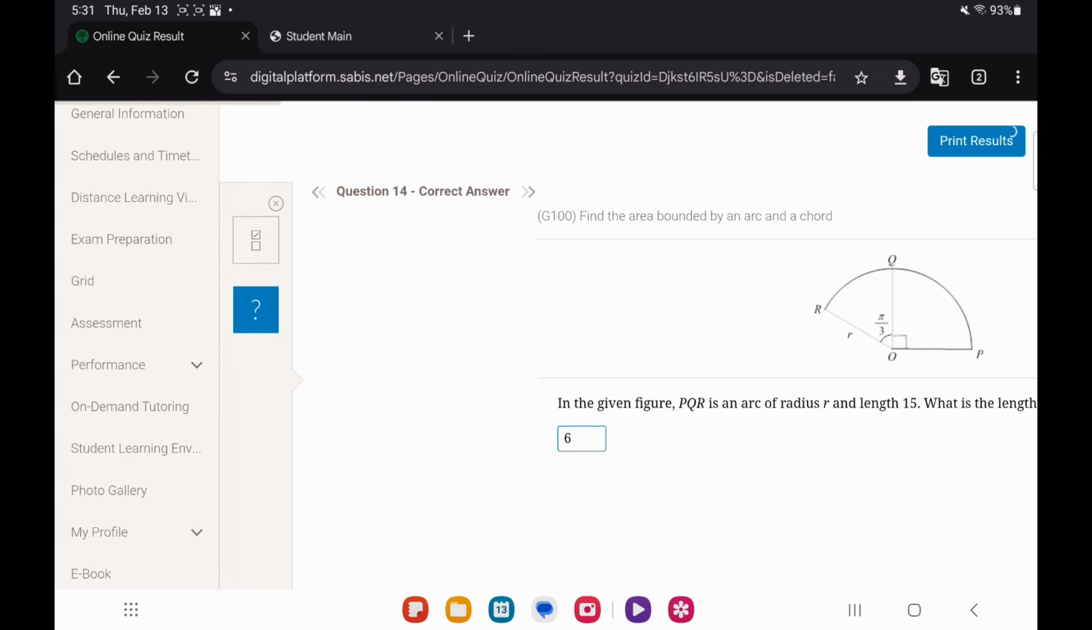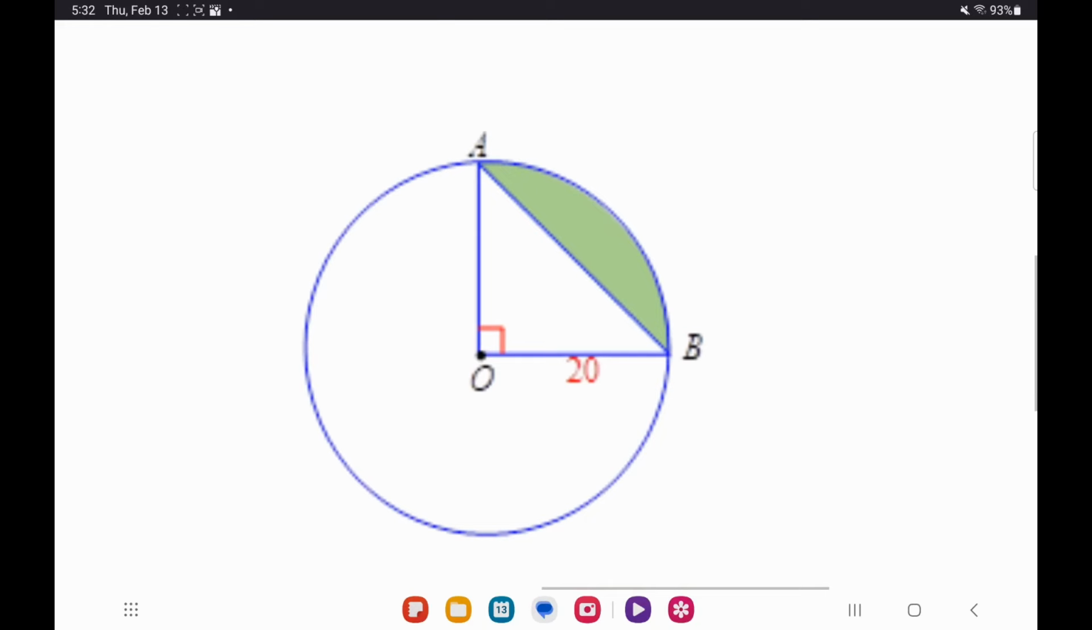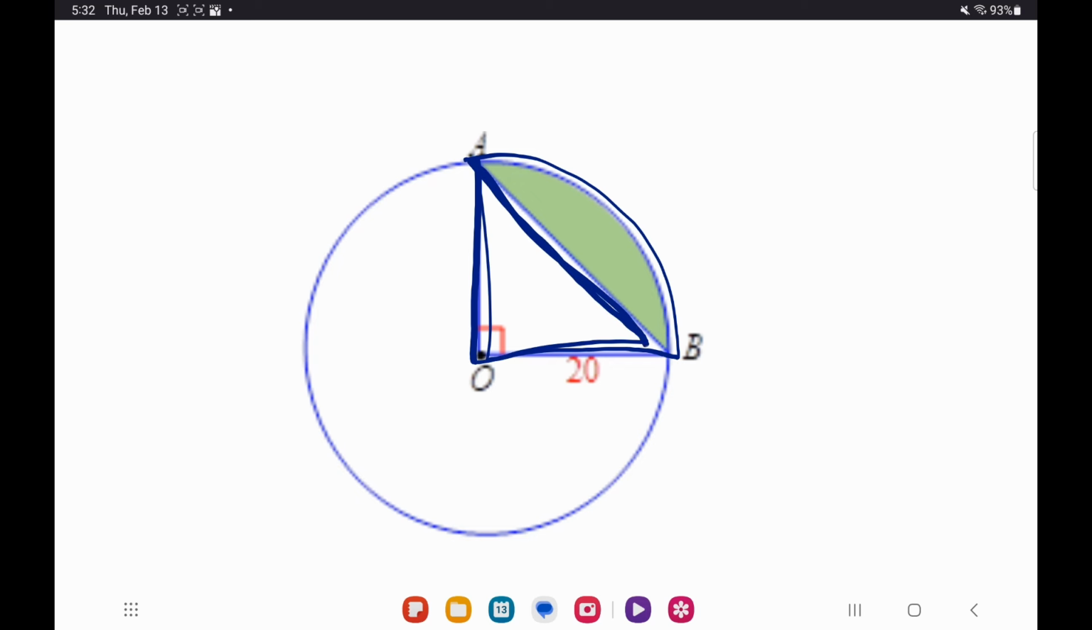Question number 14. For this question, it's pretty simple. It looks very confusing, but it's actually very simple. They want the area of the shaded area. So the area of the shaded area means we have to do the area of the full sector, which is all of this, minus the area of this triangle. Let's find the area of the triangle because it's the easiest.